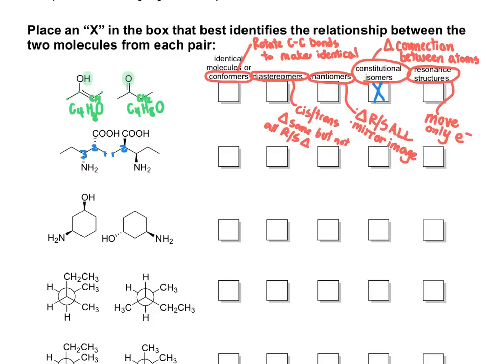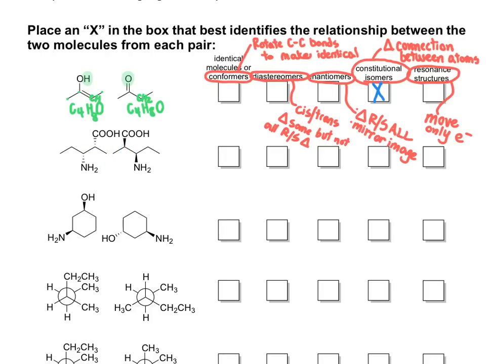I'm just numbering the chain consistently between the two. So we notice that in both of them, we have a carboxylic acid branch coming off and an amino branch at carbons 2 and carbon 3 respectively. So these two are definitely not constitutional isomers because of the same connections between atoms. We see differences in how the wedges and dashes are arranged here.